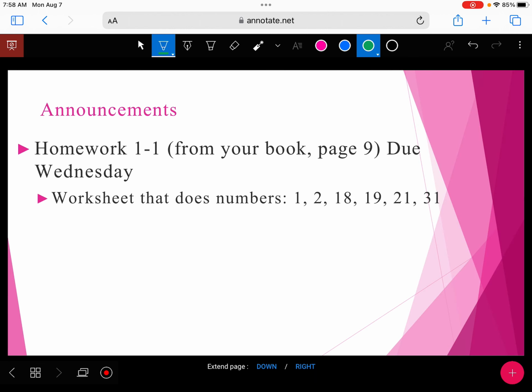So, homework 1.1, it's those numbers in the book. I do also have it that we'll print out on a worksheet.